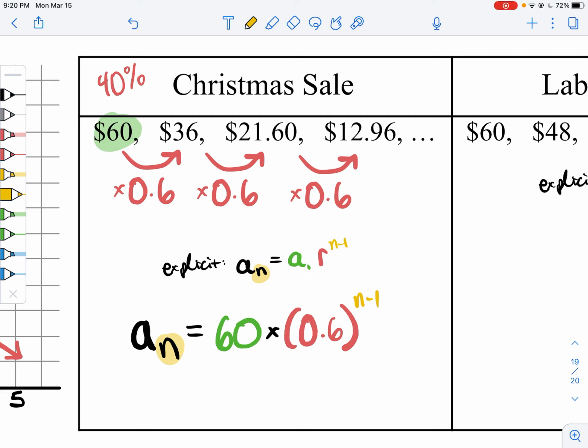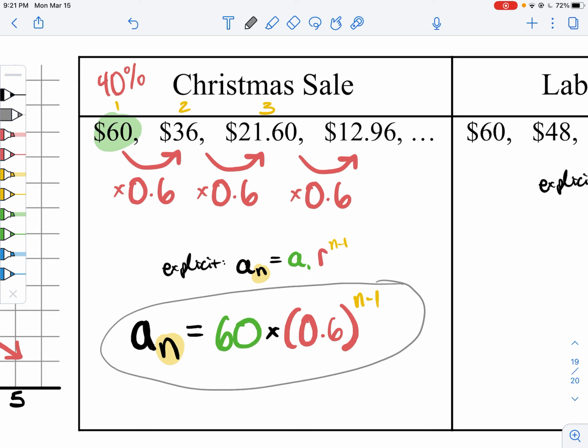Quick, where does this n-1 come from? Well, notice that 60 is our first term, 36 is our second, 21.6 is our third. This is at 0 mark-offs. So we do 60 times 0.6 to the 0th, which is 60 times 1, which is 60. Here, there's been 1 mark-off. We multiply by 0.6 one time. So to find our second term, we only multiply times 0.6 once. So this is our formula.